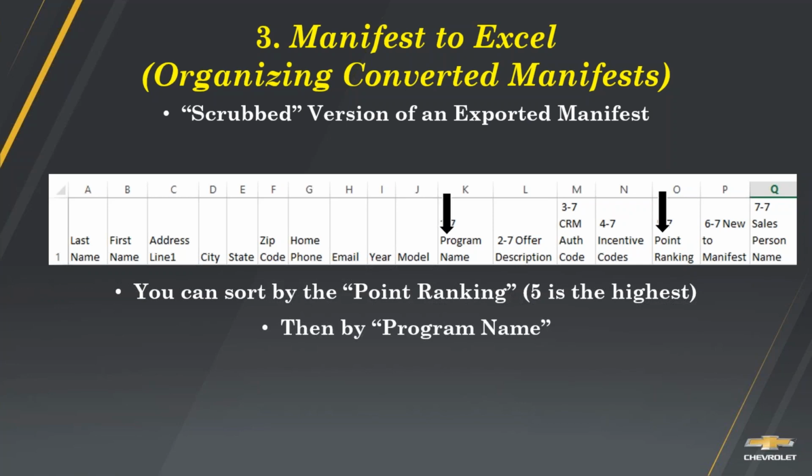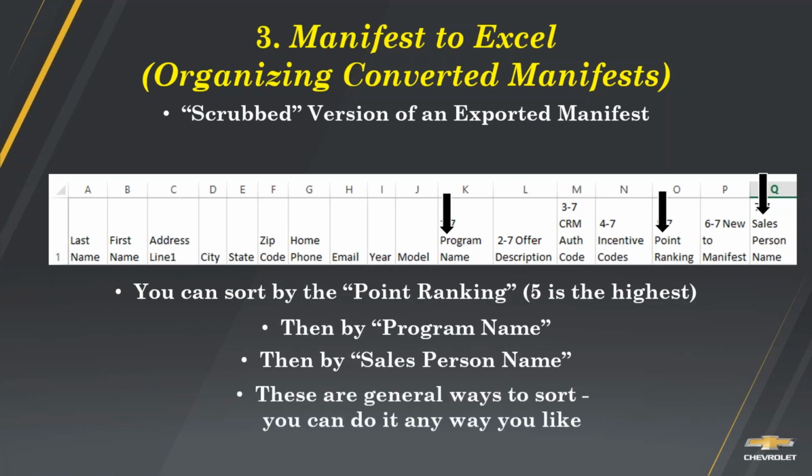You can then go by program name, lease pull ahead, lease loyalty, playbook, equity, things of that nature. They're all in there, and it's a good way to break those down. You could do by salesperson's name within that. And there's just these that I just showed you are just general ways to sort. You can do it any way you like.